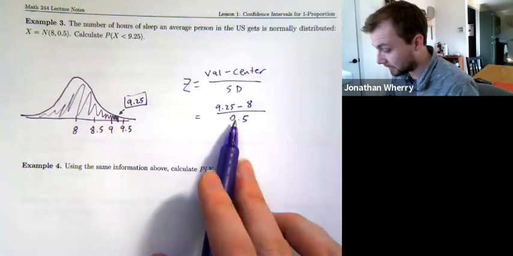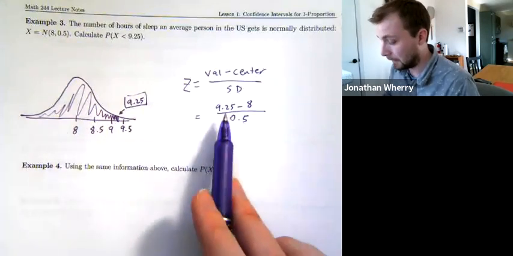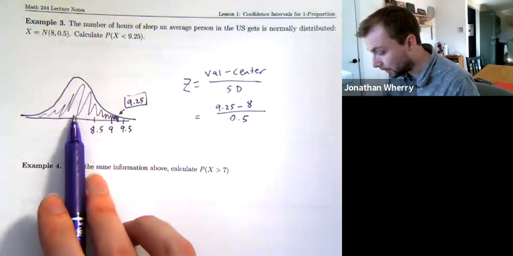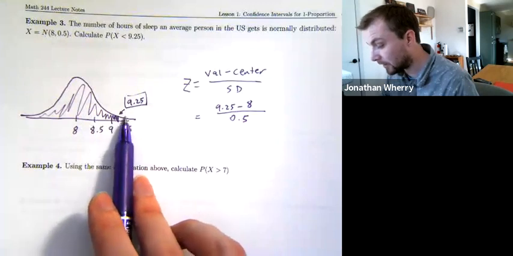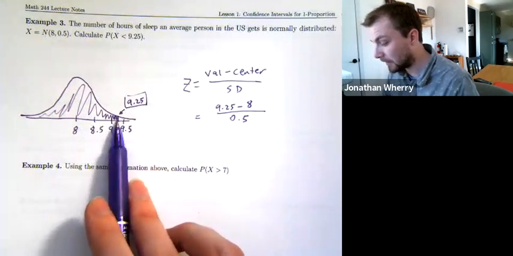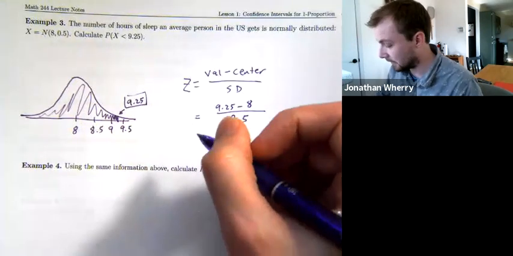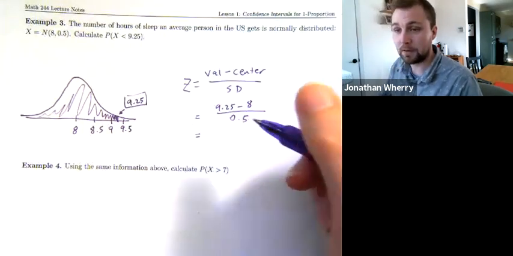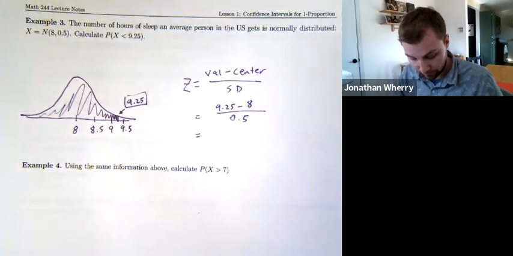But before I type this in, I'm just going to look at my picture to see if I can come up with a guess for it. 9.25 is here. This looks like it's in between 2 and 3 tick marks away. In fact, it looks like it's perfectly in the middle of those 2 tick marks. So my guess is that this is going to be a z-score of 2.5 or so. I'm going to type this in just to be sure.